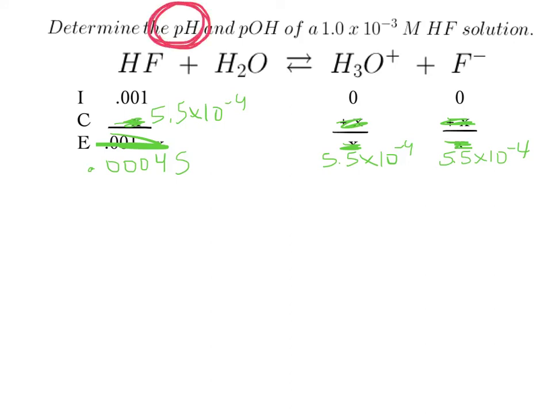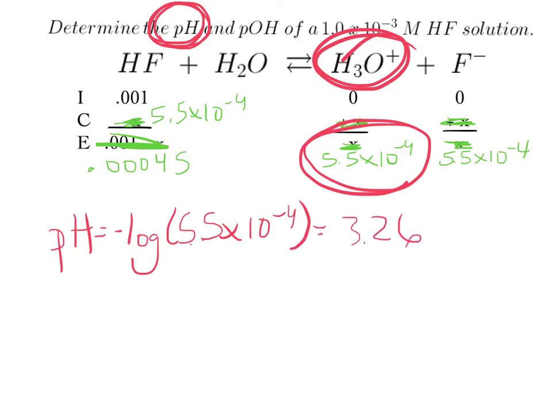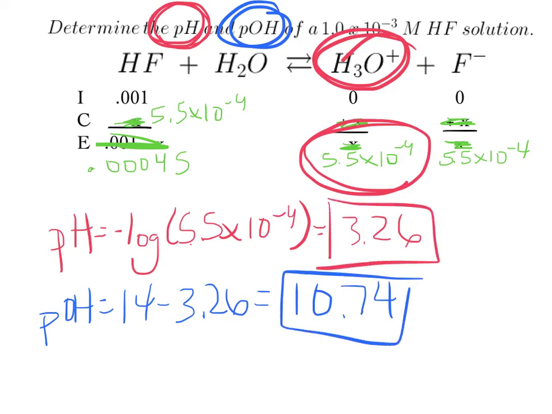Okay, so let's go back to our original problem. Find the pH, and the pH is the negative log of H3O plus, and we now have H3O plus, so the pH is equal to the negative log of 5.5 times 10 to the negative 4. Let's take that number and take the log of that. We end up with 3.26. Also determine the pOH, so pOH is equal to 14 minus 3.26, and that is 10.74. Here are your final answers. All right, great job.